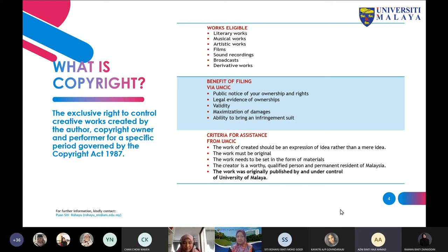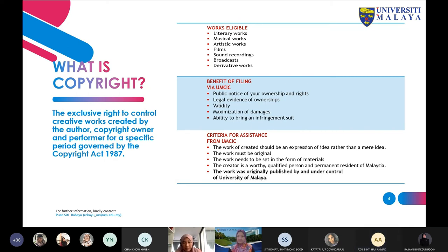Saya nak tanya tentang contohnya kalau macam kolaborasi kerja antara dua universiti, macam mana kita proceed dengan copyright-nya? Pihak mana ataupun macam mana? Boleh terangkan lebih detail pasal ni tak? Thanks. Itu je. Okay, thank you for the question.